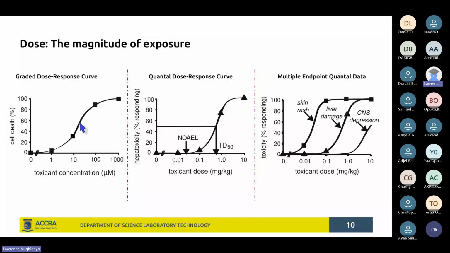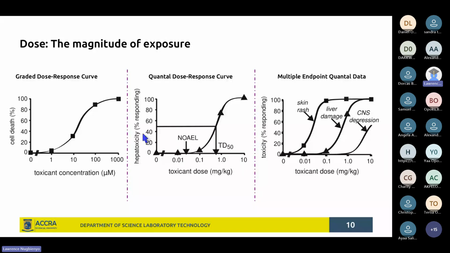Now, this relationship between the concentration of toxicant to the toxic effect of cell death in an individual, if we look at it in terms of say a population, that is the second, what we refer to as a quantile dose response curve. You see a similar curve. And the dose response is referring to the toxic effect of hepatotoxicity. That is the effect of the substance on the liver.